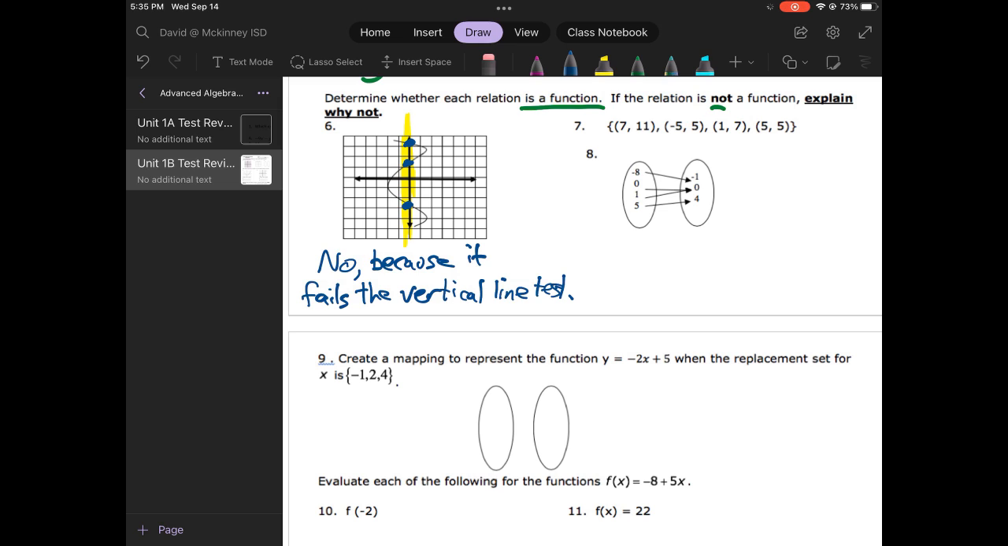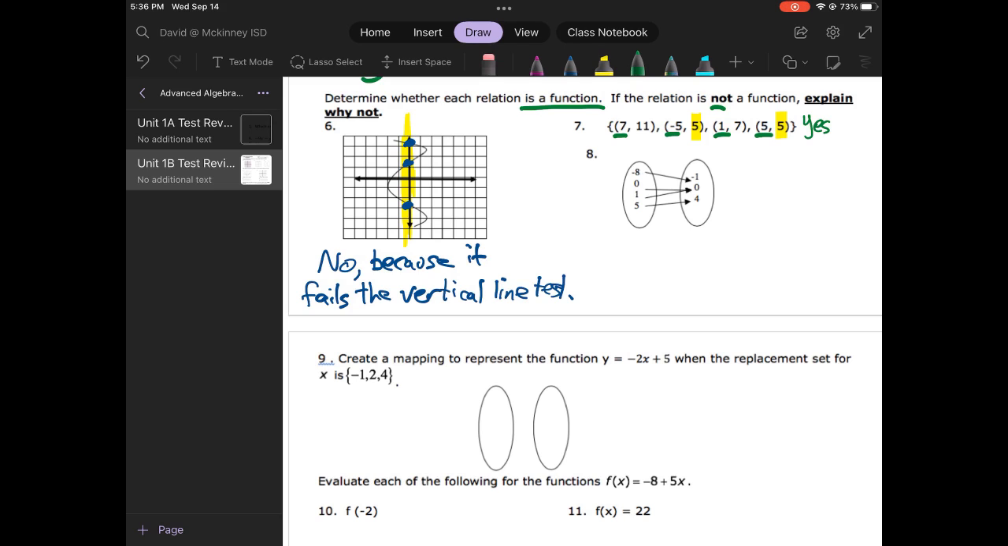Number 7. Number 7, I don't have a graph, so I can't do a vertical line test, but I can't have repeating x values. Whether this is a set of ordered pairs, whether this is a mapping, whether this is a table, I need to look for repeating x values. In this case, I don't have them. 5 and -5 are not the same number. None of these x values repeat. It's okay that I have repeating y values. I cannot have repeating x values. So in this case, yes, this relation is, in fact, a function.